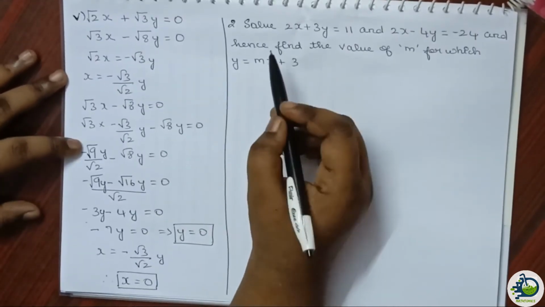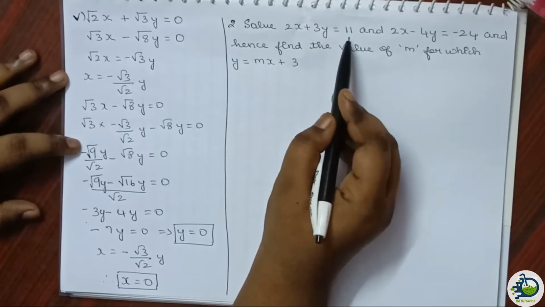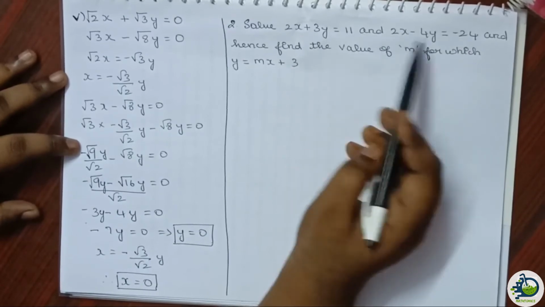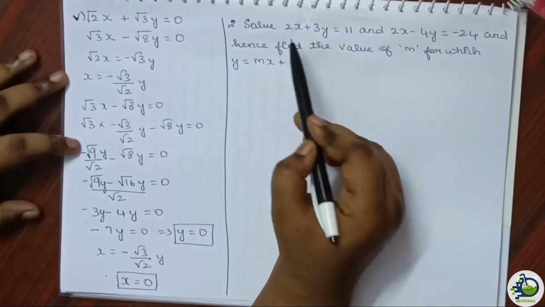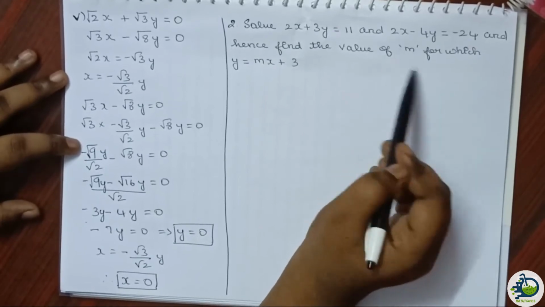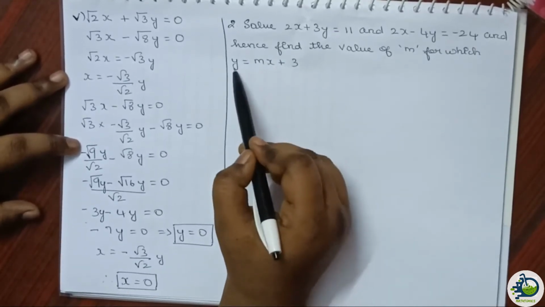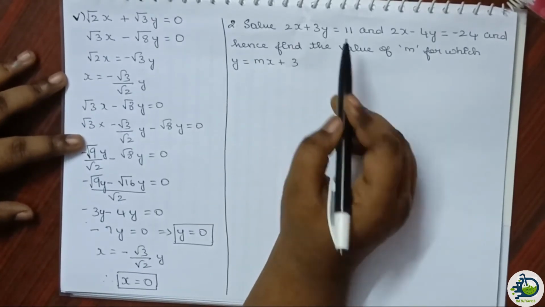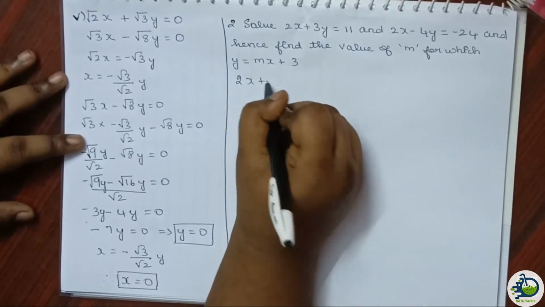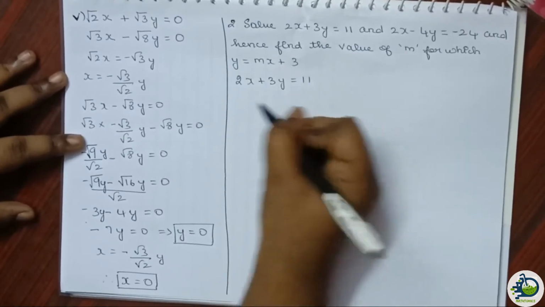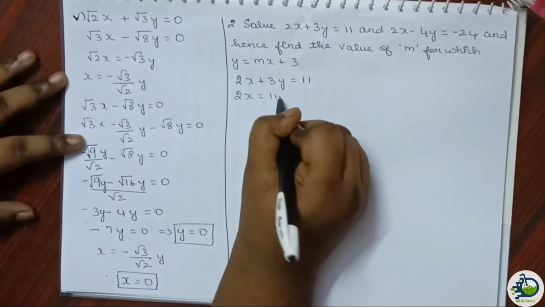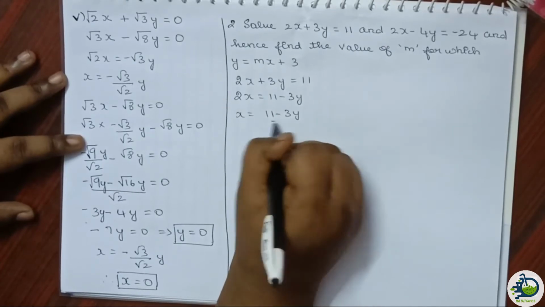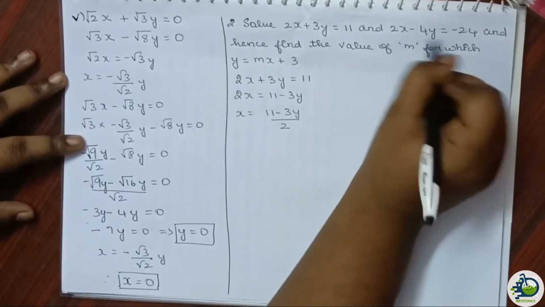Okay, let's do another sum. Solve 2x plus 3y equal to 11 and 2x minus 4y equal to minus 24. So by solving these two equations using the substitution method, we will find the values of x and y. With those values, we are going to find the value of m by using the equation y is equal to mx plus 3. So what we are going to do is first consider the first equation, 2x plus 3y equal to 11. So here what I have to do is 2x will be equal to 11 minus 3y, and x is equal to 11 minus 3y by 2. So I'm going to substitute this in the second equation.